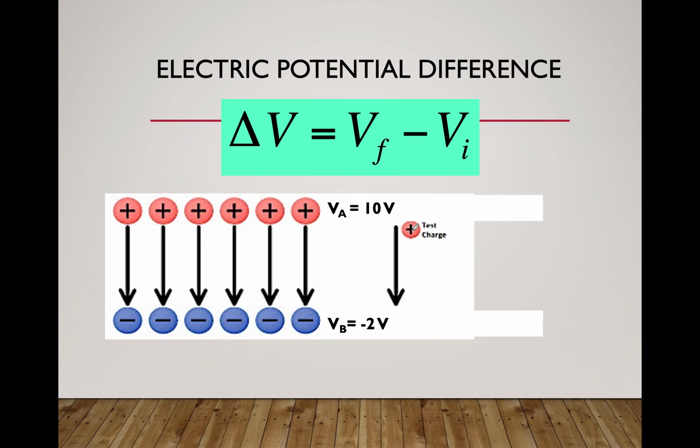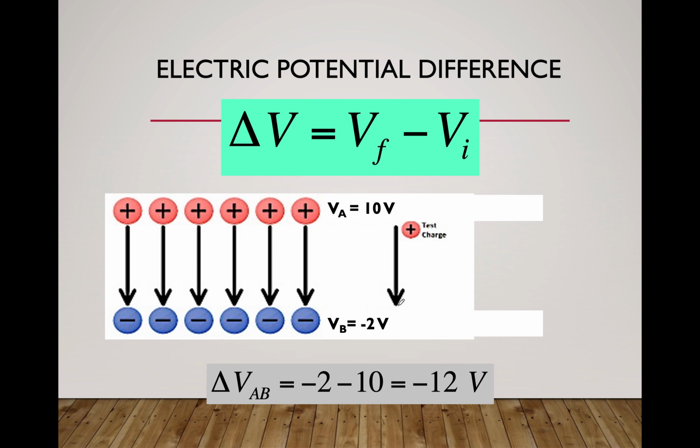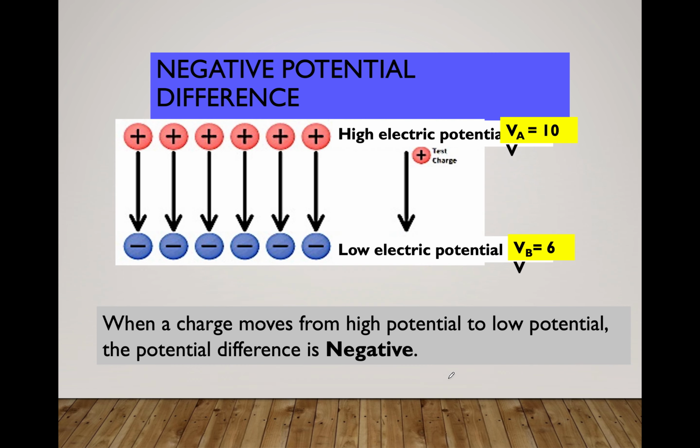Checking this out, a proton will move towards the negative charge. So if he moves that way, we'll do minus 2, minus 10, which means he lost 12 volts. That makes sense because he wants to be here. The positive charge wants to be here, so he will lose potential. So that makes sense. Easy peasy.